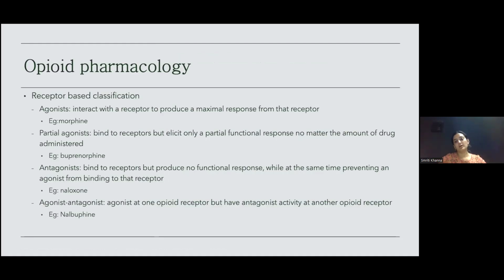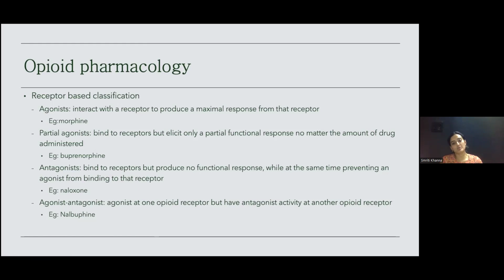And so we've already done a synthetic and semi-synthetic opioid-based classification, but now we are also doing a receptor-based classification. So if we look at it through receptors, there are 4 different types of opioids. There would be agonists, who will basically produce the maximal response from the receptor. Morphine is an agonist. There will be partial agonists who bind to receptors, but they will elicit only a partial functional response. So essentially, these have a ceiling effect.